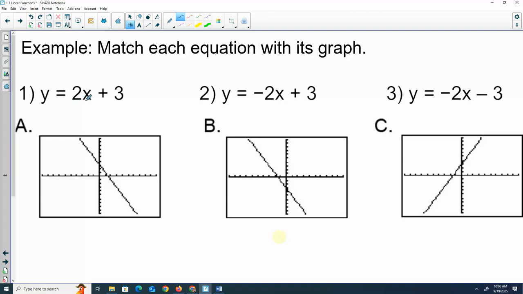So if I look at number 1, I know my y-intercept is positive 3. So that's either A or C. And my slope is positive, so my line should be increasing or decreasing? Increasing. So that is C. Number 2 has a negative slope, so it's decreasing. Y-intercept is a positive 3, so that would be A. Number 3 is decreasing, y-intercept is negative, so that's B. Any questions about those?